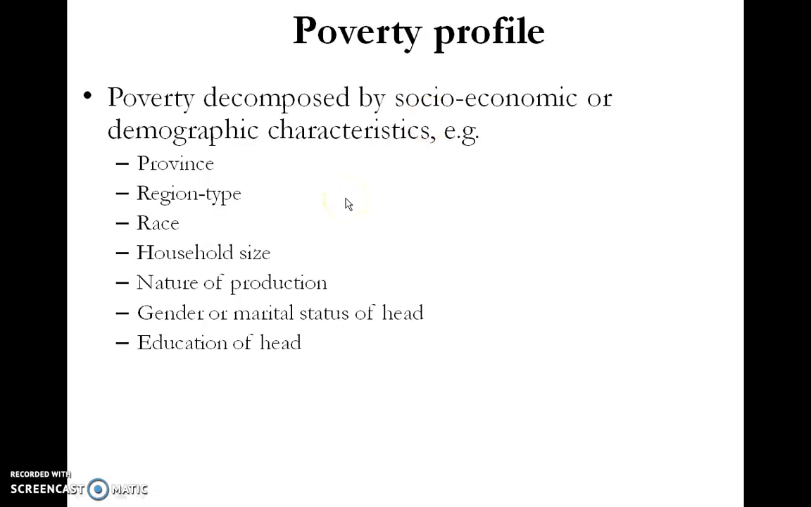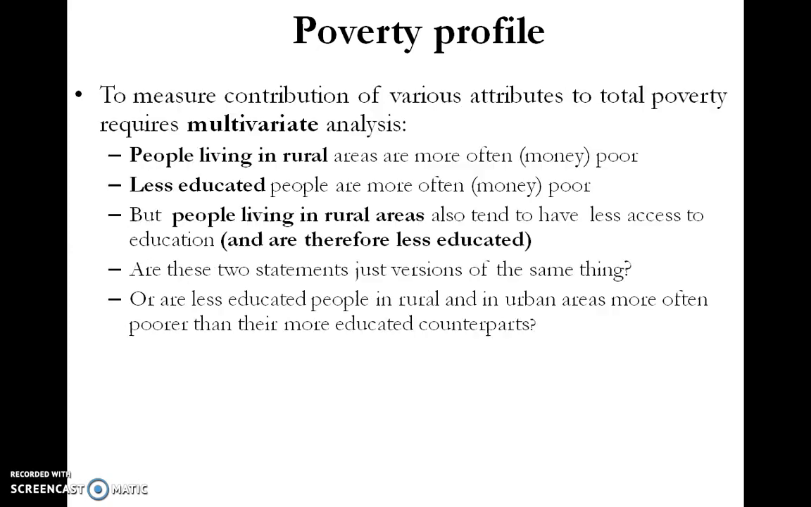Another way of describing poverty in society is to decompose it by socioeconomic or demographic characteristics, and you can also do this using your FGT measures, because we did say it's additively decomposable. So all these variables here, province, gender, race, etc., if you do a lot of descriptive statistics of poverty by these variables, you start to get a more granular idea of what is happening in particular societies when it comes to poverty.